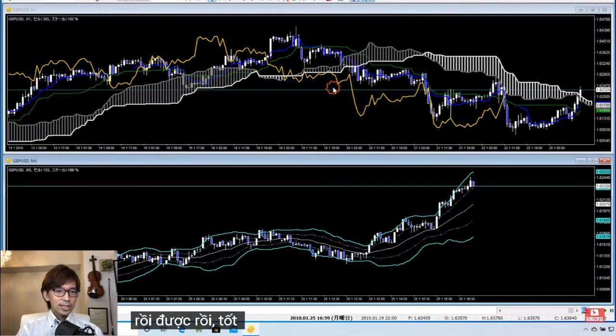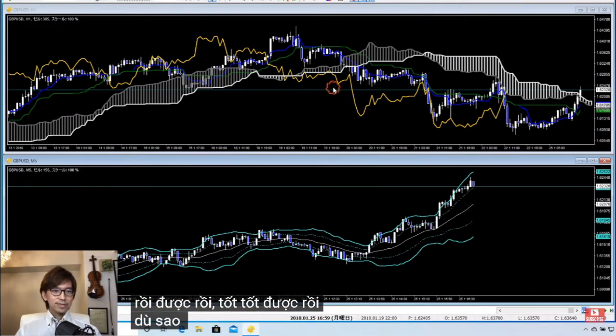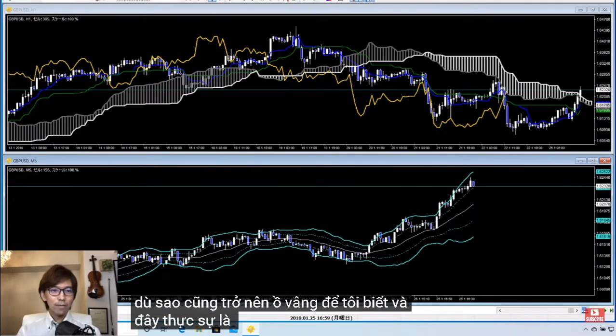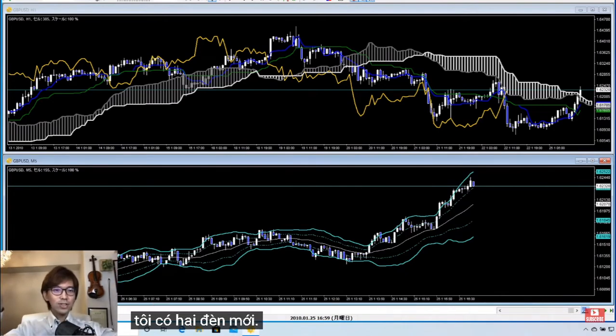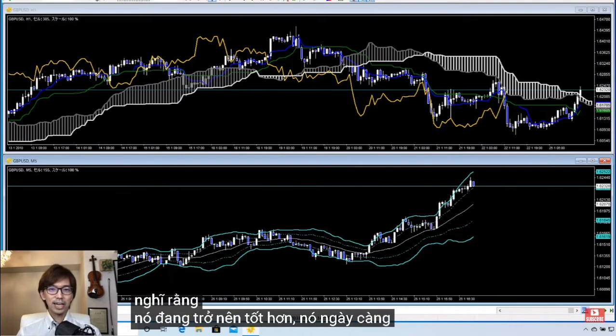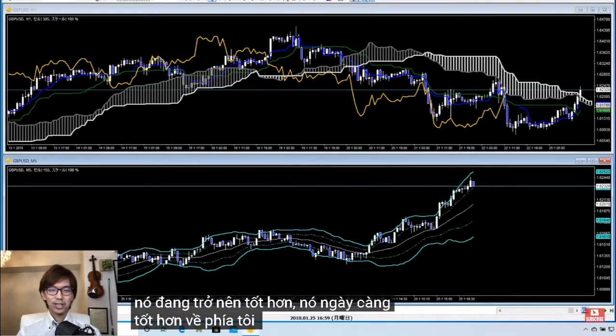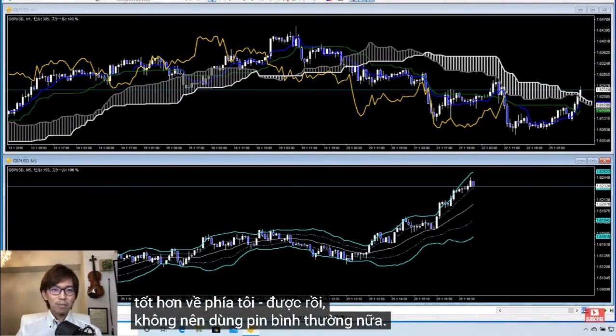Okay. Good. New webcam? Oh, yeah, no, this is actually the same webcam, but I have two new lights on each side, and that's brighter now. So I think it's getting better and better on my side too. Okay, so no more batteries, right?